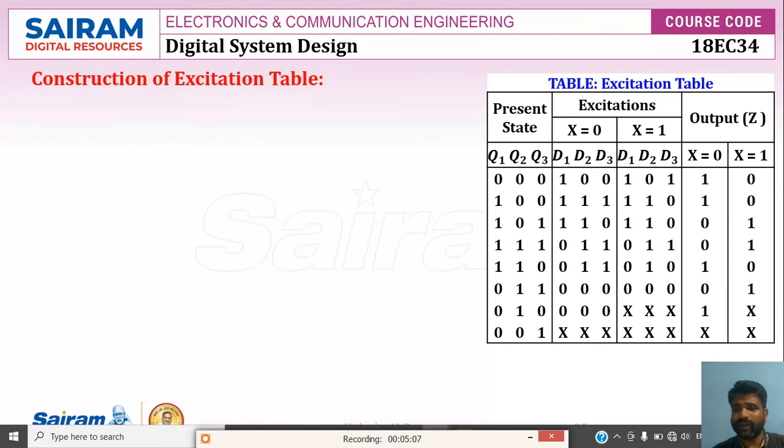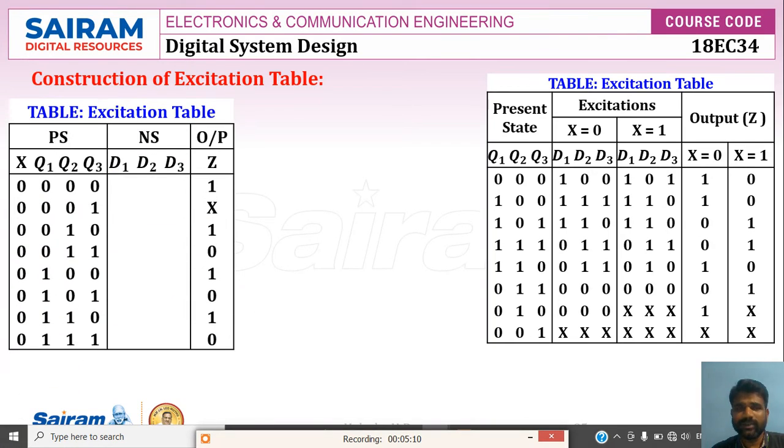So another form of excitation table is, see here we listed X, present X. I mean the external input X and present state variable are combined. So here four variables. Four variables means 16 possible combinations are coming. Now I have listed 8 combinations. Right? So that means if X is 0, if the present state is 000, what will be the next state? I mean, sorry, what is the D values?